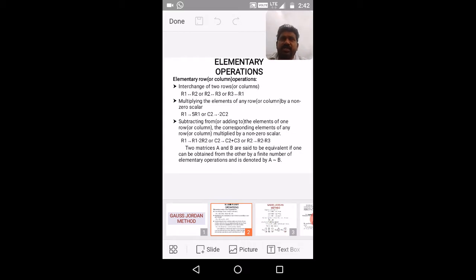Like this R3 or R4, anything is there. This exists for the scalar multiplication of a row or column. It may be considered for columns also. C2 implies 2C2 means multiply the second column with 2. Okay.